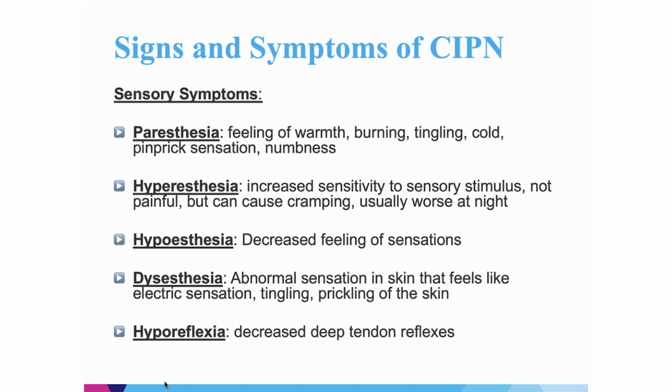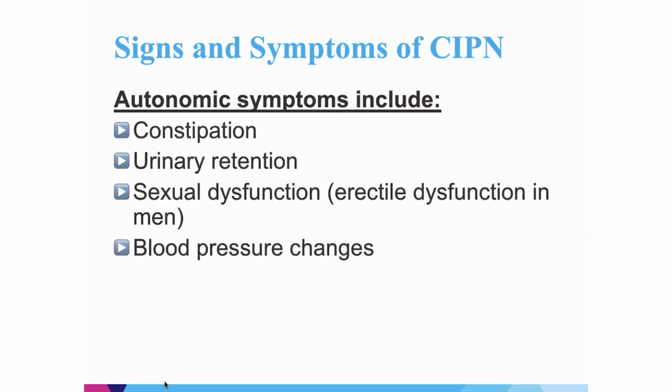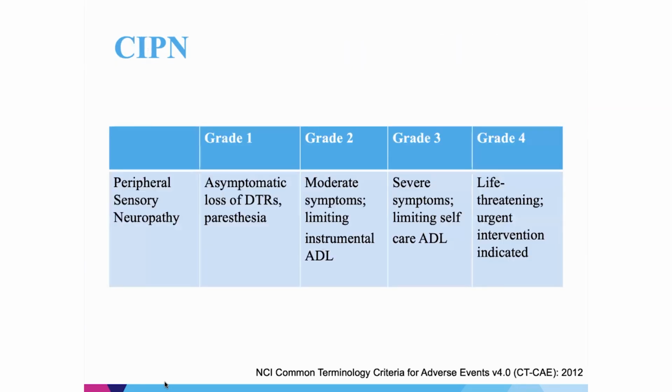So there are a lot of different symptoms that patients can have other than numbness and tingling. Obviously, neuropathic pain generally is burning, electric shock, feeling like your hands and feet are on fire. Motor symptoms then, weakness, gait disturbance, balance disturbance, difficulty with fine motor skills like buttoning or clothing, sewing. And often, these will come after the sensory symptoms. So that's why it's really important for us in the oncology clinic to really be asking about sensory symptoms every visit. Autonomic symptoms also include constipation, urinary retention, sexual dysfunction, and blood pressure changes.